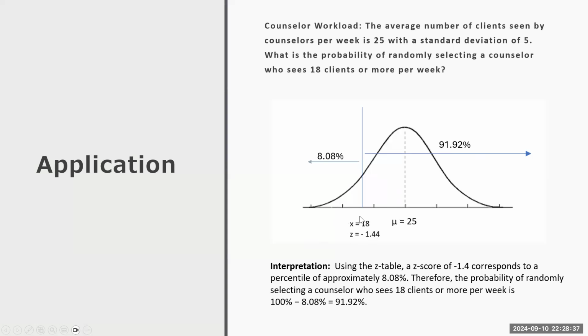And then I have x equals 18 with a z-score of negative 1.44. I know that that's falling between the z-score of 1 and the z-score of 2. And I say using the z-score table, a z-score of negative 1.4 corresponds to a proportion, because it asked us about the probability, of approximately 0.0808.